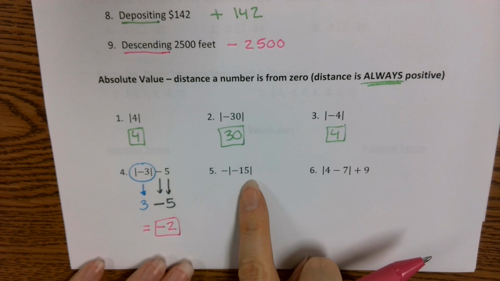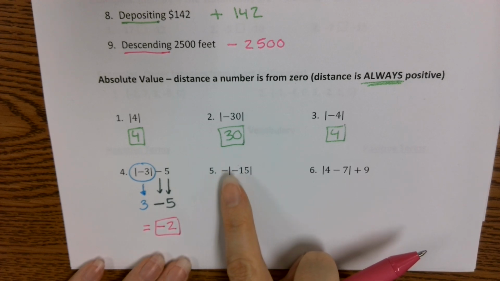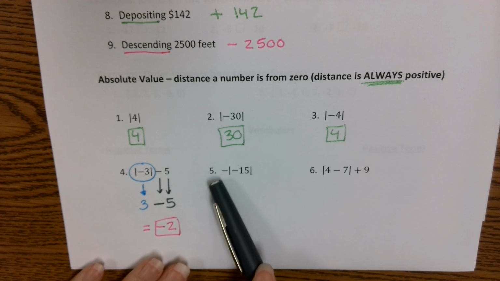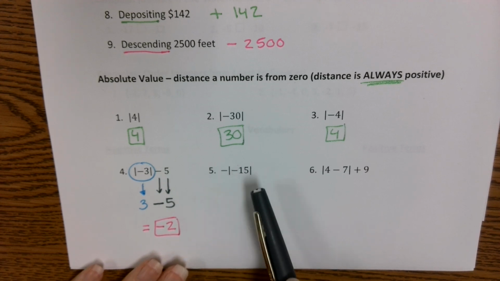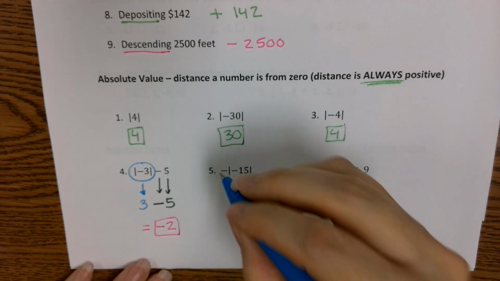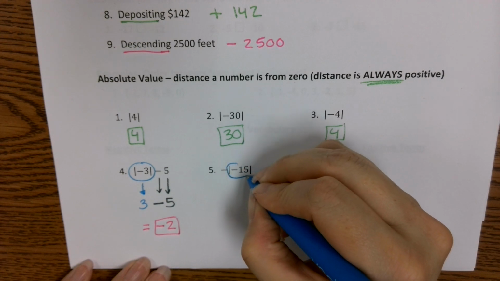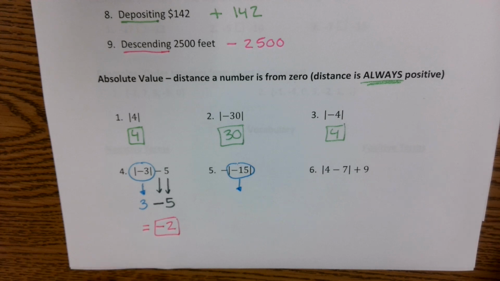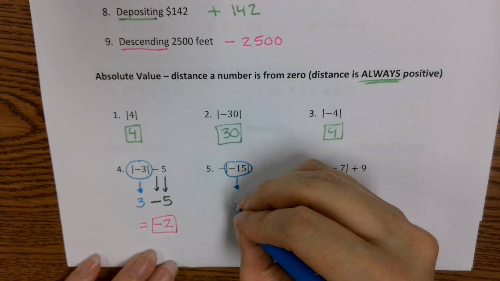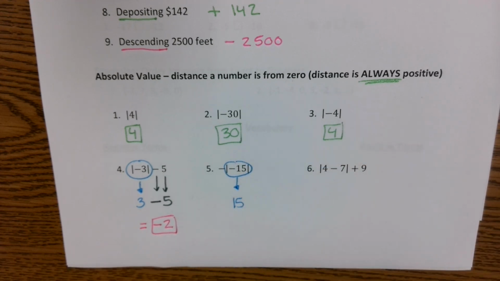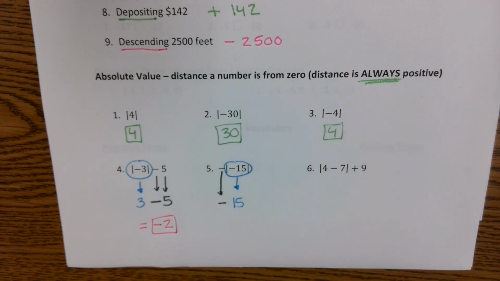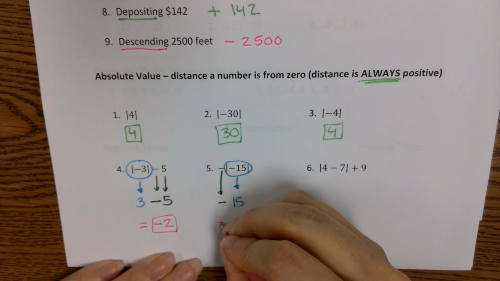Here for problem number 5, I have a negative absolute value of -15. Okay, so this negative is on the outside, and then I have an absolute value of -15 on the inside. So we're going to do the absolute value portion first. How far away is -15 from 0? 15. Okay, but I still have this little negative sign that's on the outside. So when I attach it to the end, that 15 now becomes -15.